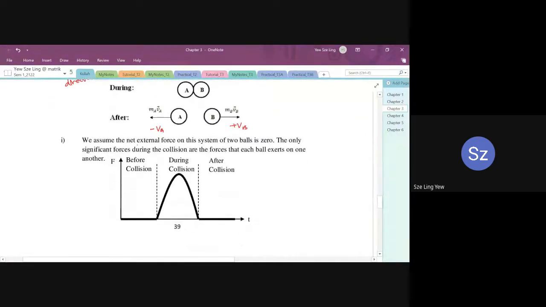So we assume the net external force on this system of two balls is 0. The only significant forces during the collision are the forces that each ball exerts on one another. So during collisions, they have a very large force, and then after collisions, the net force becomes 0 again. So basically, what are the things that we calculate? We calculate momentum before collision and momentum after collision. During collisions, we don't calculate it. So we look at before and we look at after, right?